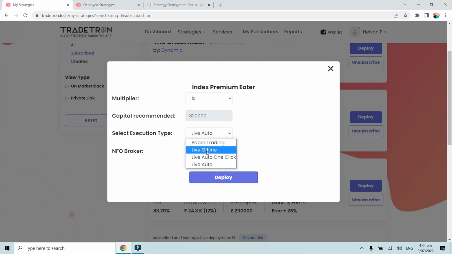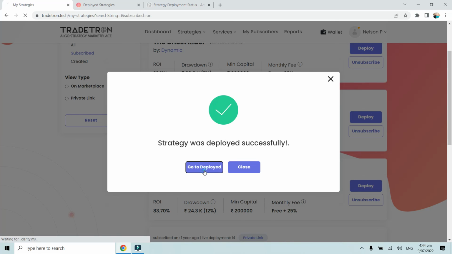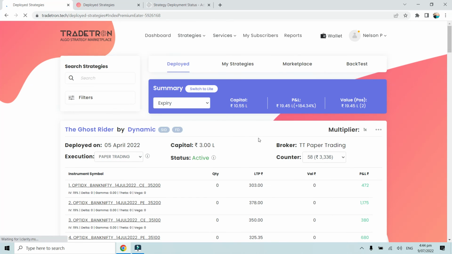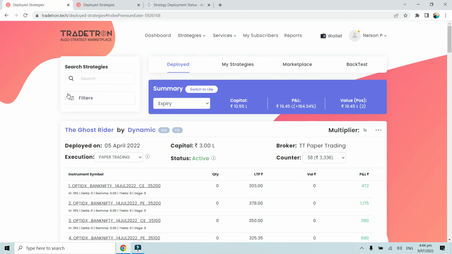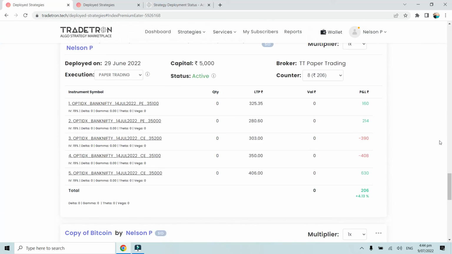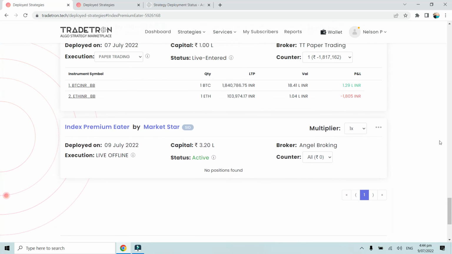In order to show you, I will deploy this strategy in, say, paper trading and live offline, and I will select the broker as any random broker. You can select maybe Angel Broking or anything that you like. All right. And I will just deploy this strategy. Once I have deployed it, you can see that this strategy will appear in my deployed page. All right. So over here at the bottom, as you can see, this strategy is now visible.